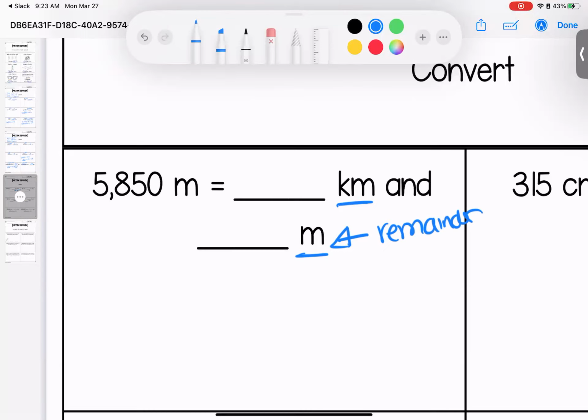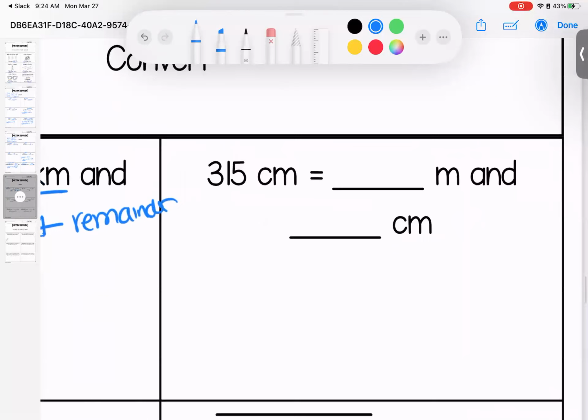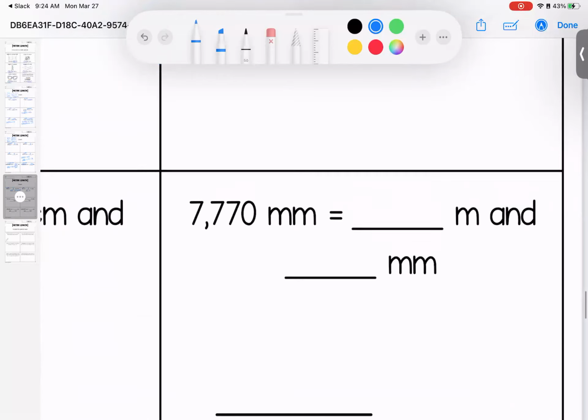So if we're going from meters to kilometers, I have to divide by 1,000 because there are 1,000 meters in a kilometer. So when I do that, I get 5 kilometers and 850 meters left over. Seems like a big remainder, but as long as it is smaller than what we're dividing by, it is okay. Centimeters to meters, I'm dividing by 100. It's going to give me 3 meters and 15 centimeters left over.